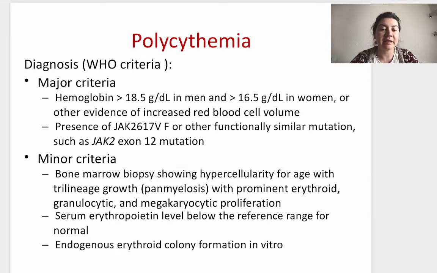And minor criteria of polycythemia: bone marrow biopsy showing hypercellularity for age with tri-lineage growth, like panmyelosis with prominent erythroid, granulocytic, and megakaryocytic proliferation. Another criterion is serum erythropoietin level below the reference range for normal, and endogenous erythroid colony formation in vitro.